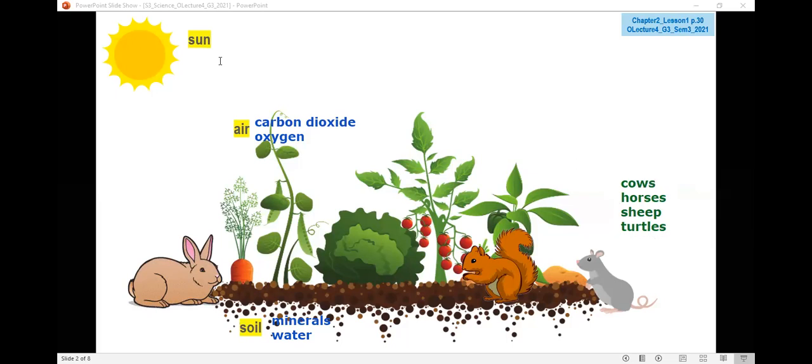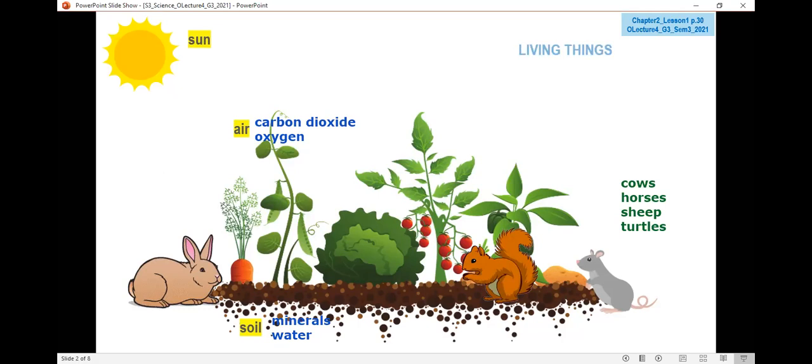Okay? Animals and plants need different things from their environment, from their surroundings, from the place where they live. So they use the air to take in oxygen. They use the soil for plants to take minerals and water. Some animals use the plants they find to eat. They use sunlight.